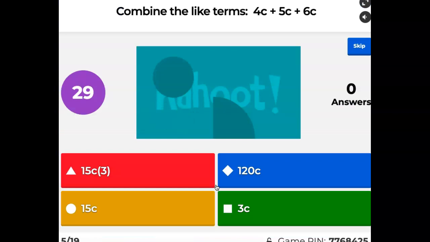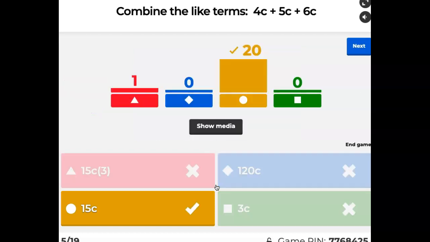Combine like terms again. Remember the rules. 4c plus 5c plus 6c. How many c's do you have now? I haven't played Kahoot for so long. I missed this. Oh, almost everybody got this right. I am so happy, except for one person who thinks that you have to multiply, but you don't have to do that. It's just like I have four chocolate bars, five chocolate bars, and six chocolate bars. How many chocolates do I have now? So now I have 15.